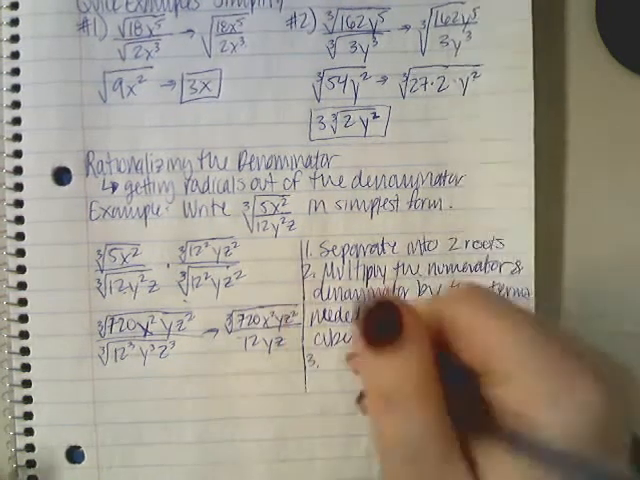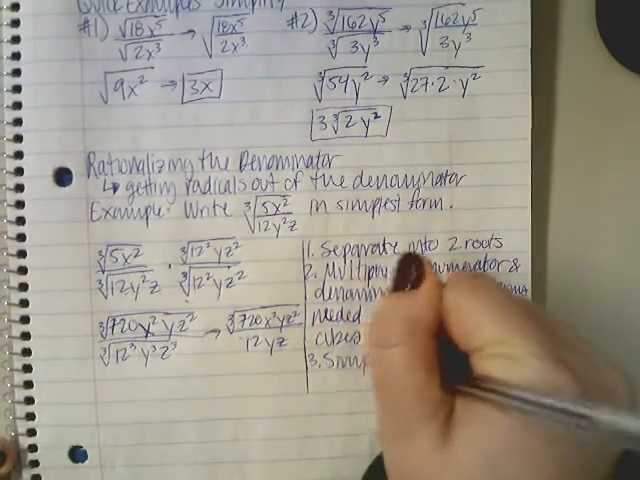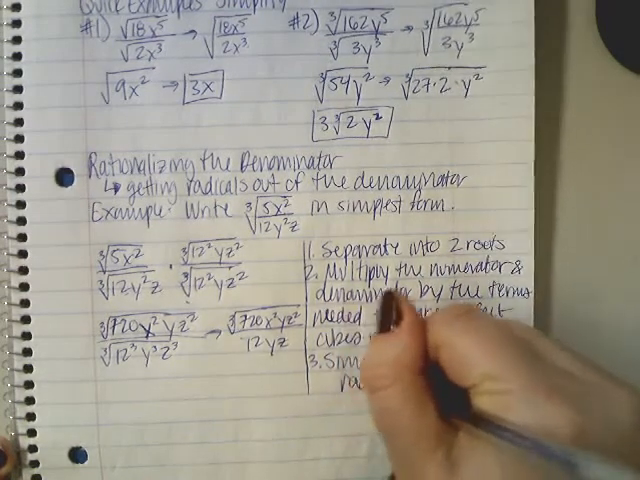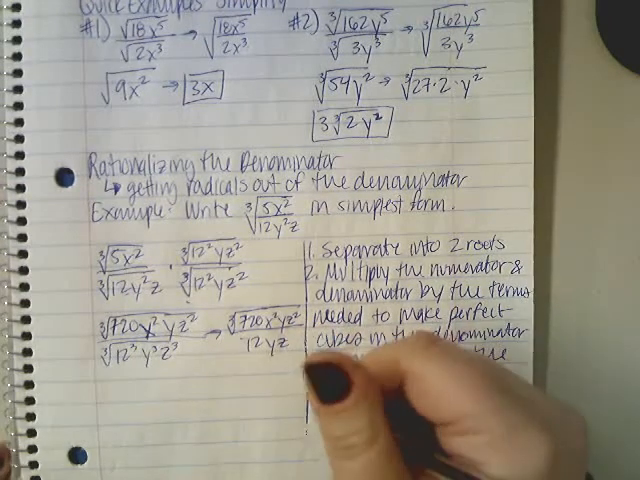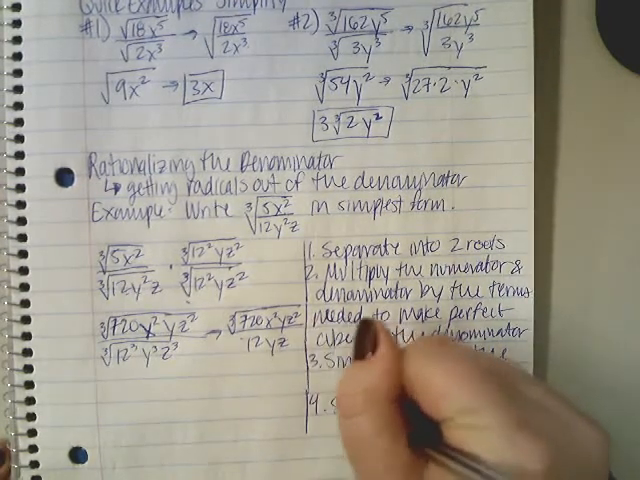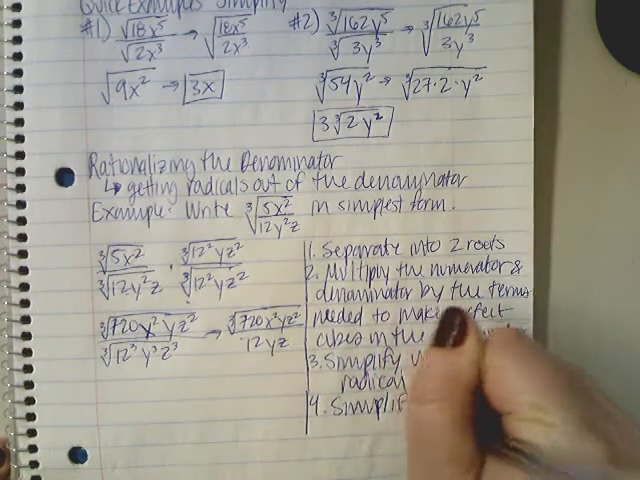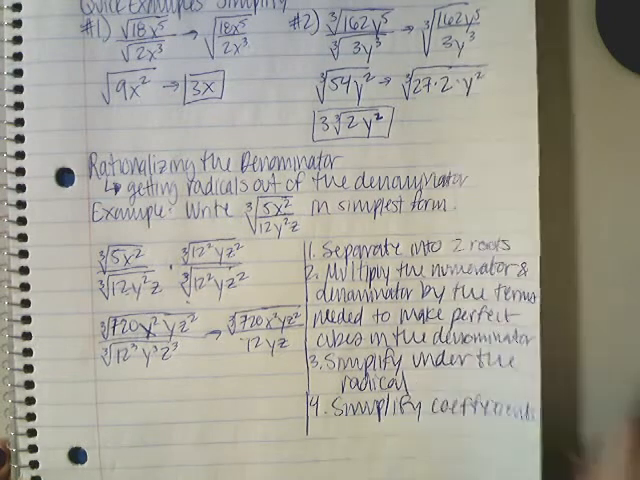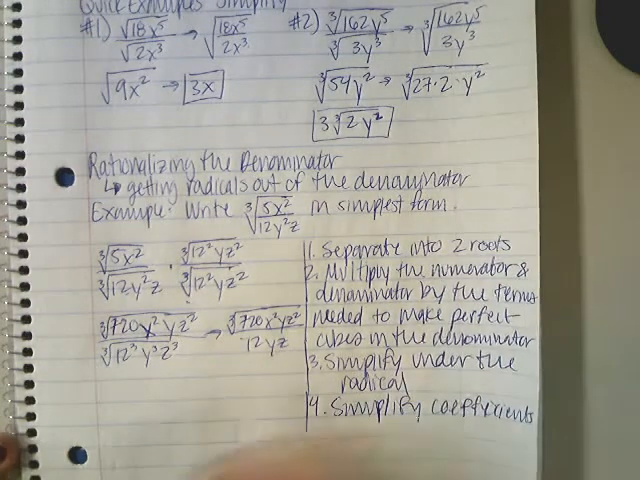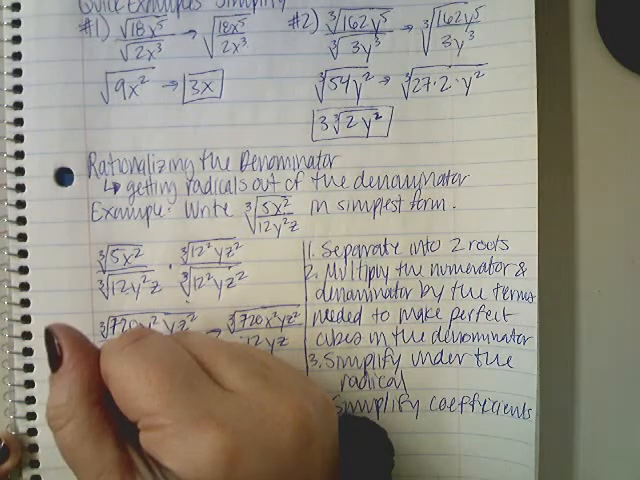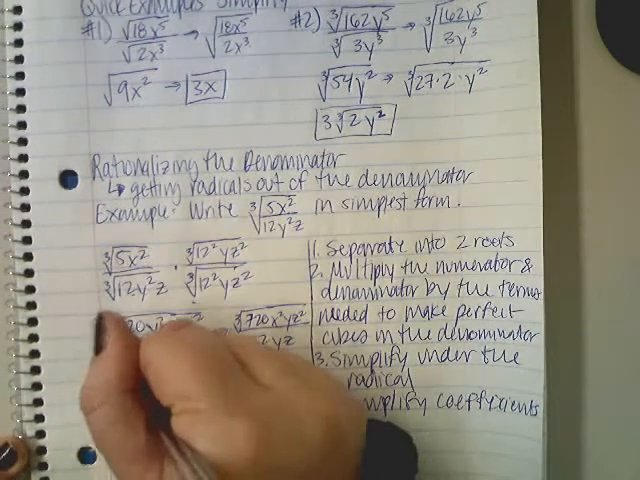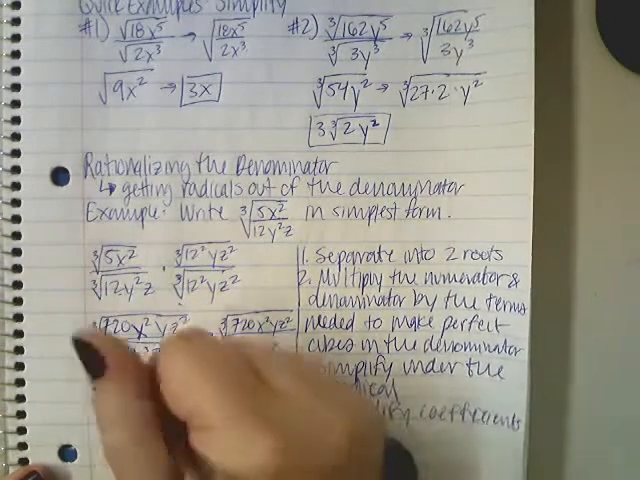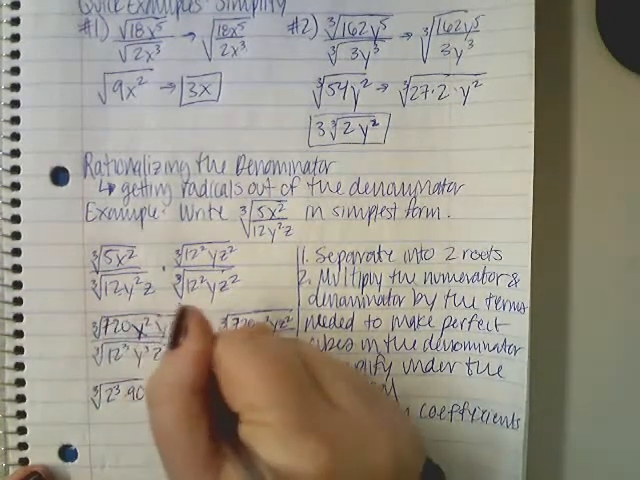Sorry, I skipped writing a step. I need to simplify under the radical. So now I need to simplify the coefficients. I need to check if there's a perfect cube that goes into 720, and there is. 8 is a perfect cube, and that goes into 720. So I'm going to rewrite this as the cube root of 2 cubed times 90, because 8 times 90 gives me 720, and then the rest of my terms stay the same.